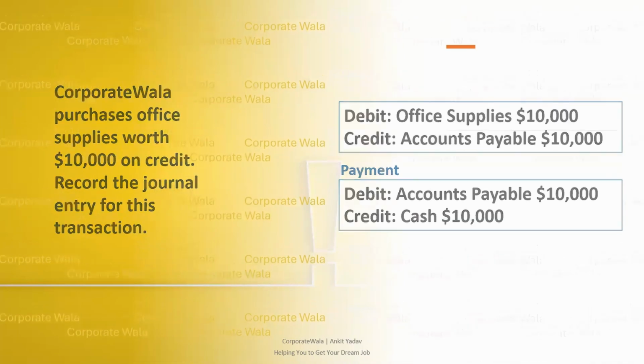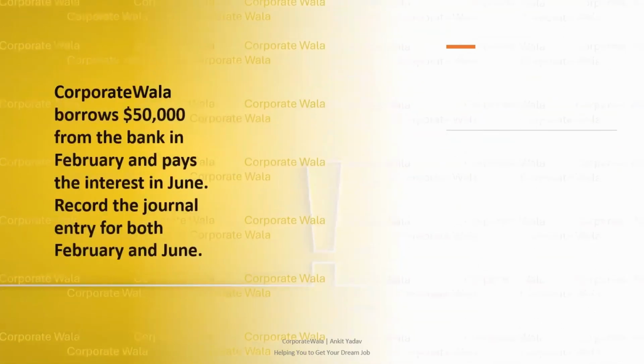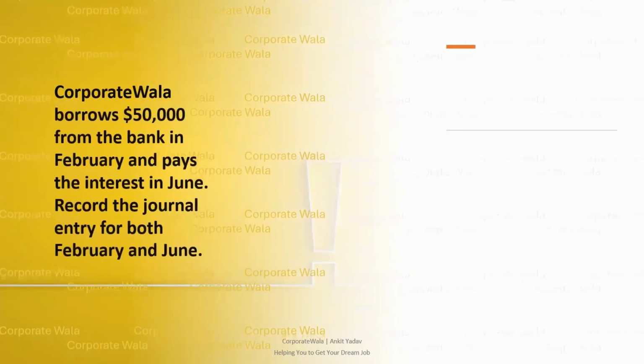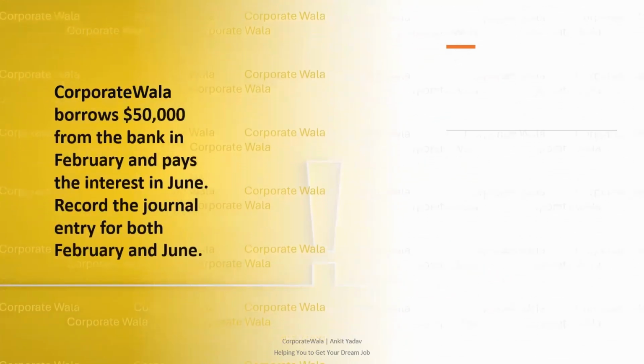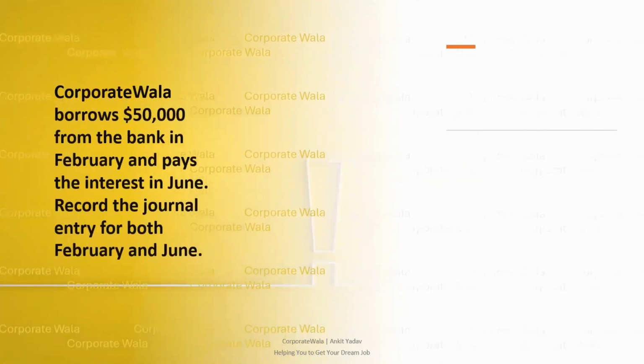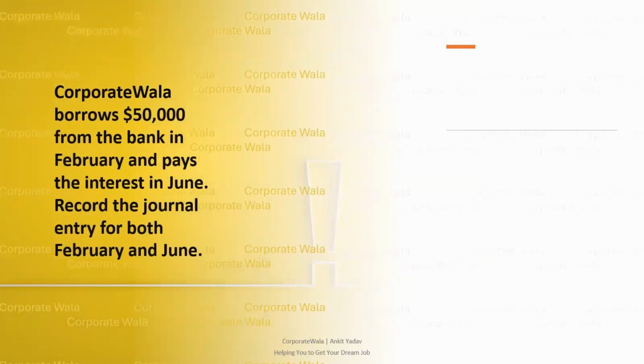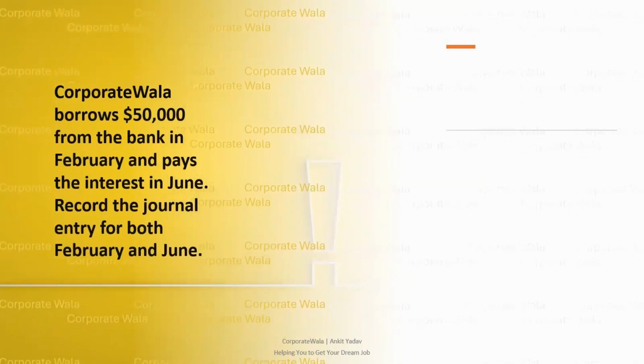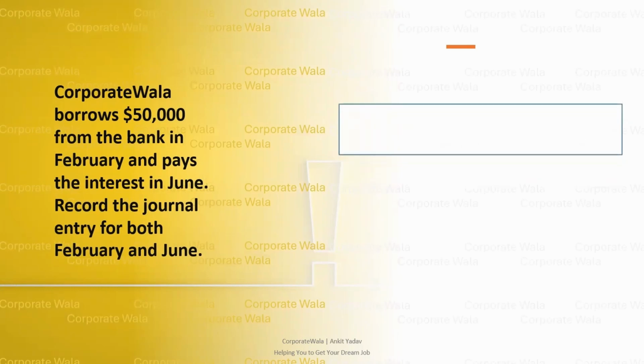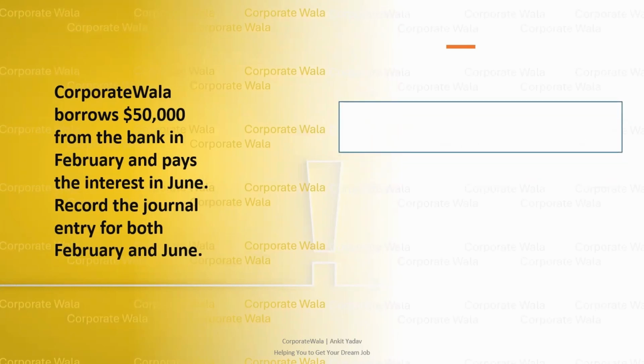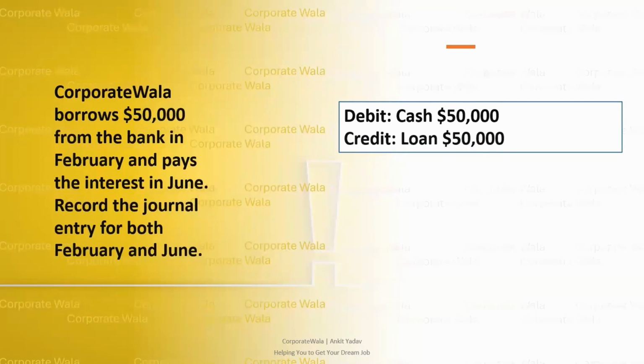Moving ahead, now let's talk about our next journal entry, which is: Corporate Wala borrows $50,000 from a bank in Feb and pays the interest in June. We need to record the journal entry for both months, Feb and June. So what will be our journal entry in the month of Feb? We will receive cash from the bank against the loan. So our debit would be cash account by 50,000 and we will credit the loan account by 50,000 as well.